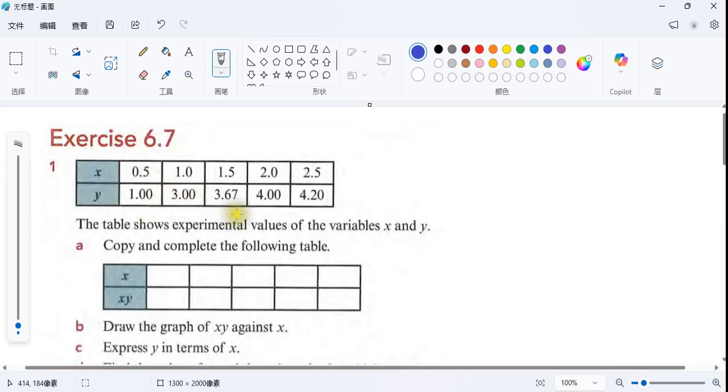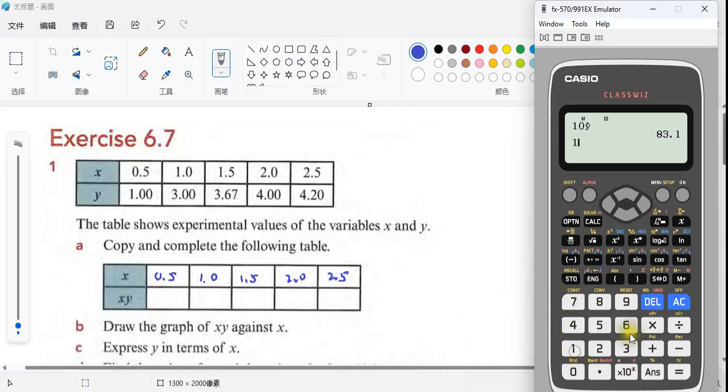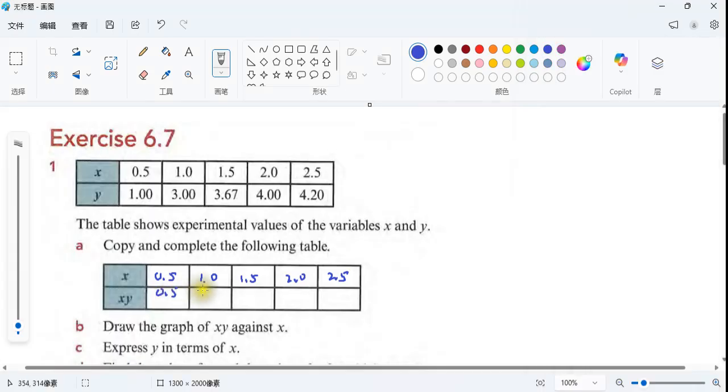The table shows experimental values of the variable xy. Copy and complete the following table. So x is 0.5, 1.0, 1.5, 2.0, 2.5. And then we have xy: 1 times 0.5 is 0.5.